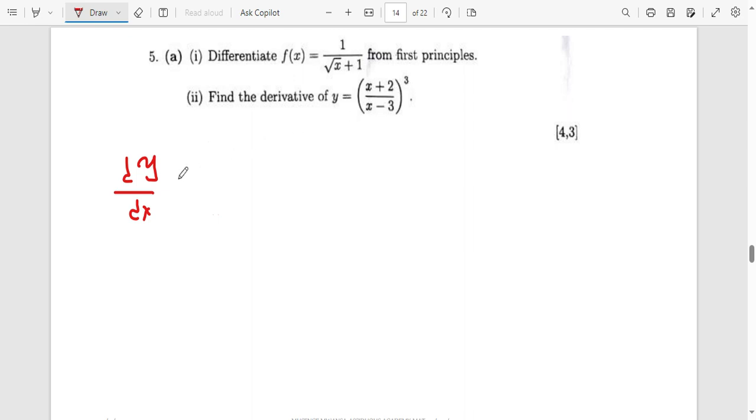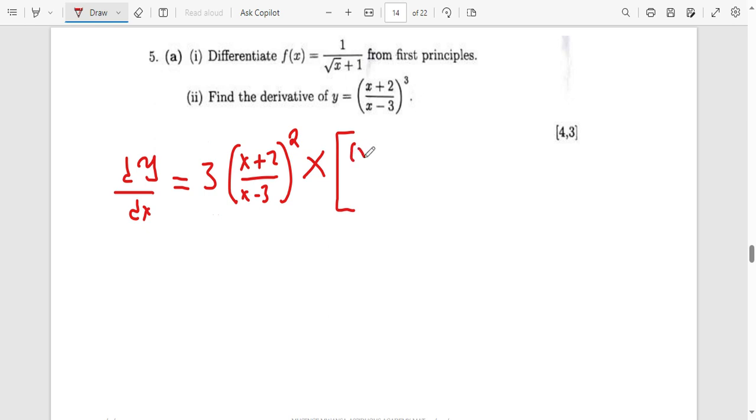But using the same way it has been given, the first thing is get the power, which is 3. Write the term the same way it is, (x plus 2) divided by (x minus 3), and then reduce the power by 1, so that becomes power 2. And then multiply. Now differentiate what is inside. But as you are differentiating what is inside, you are going to use the quotient rule.